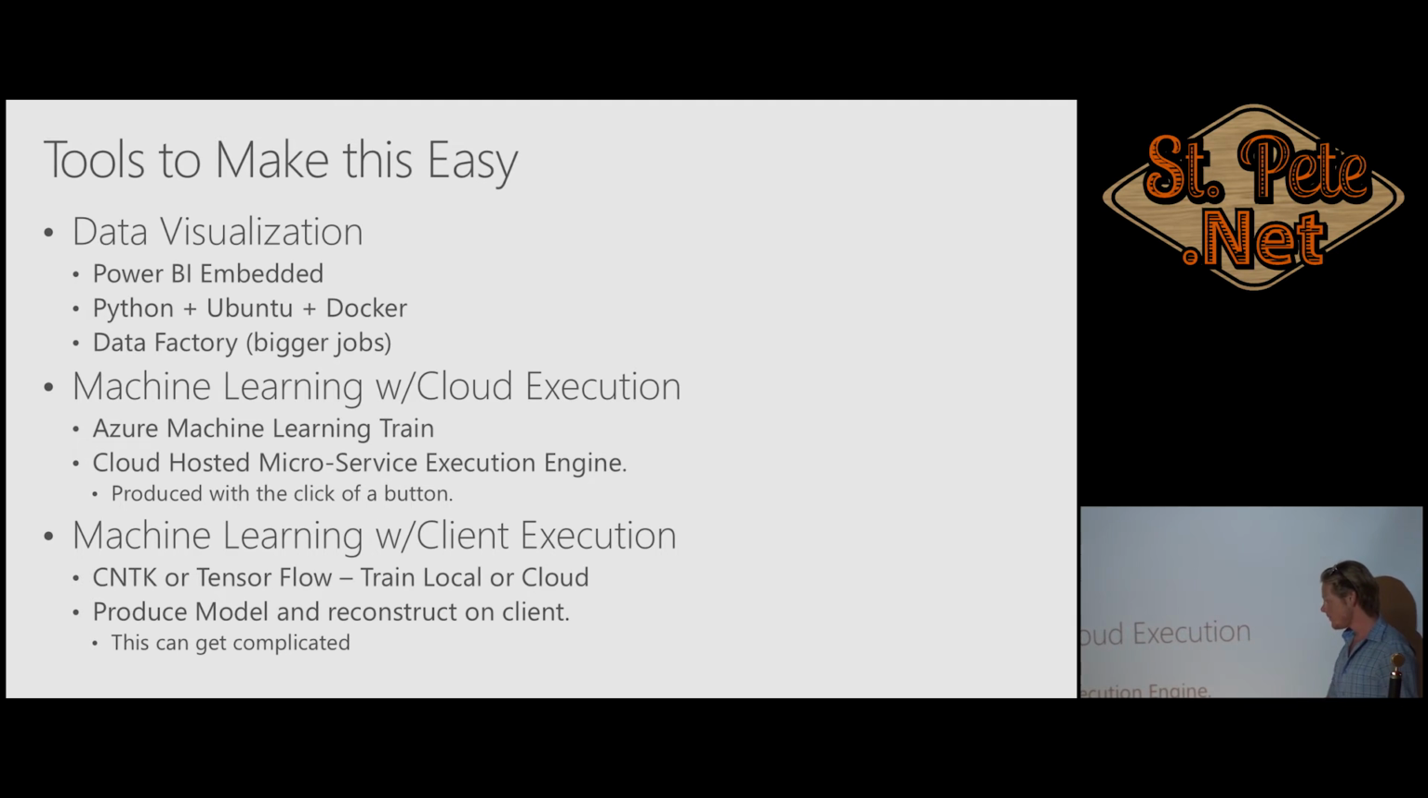With client execution, there are two libraries that I've been using. There's CNTK and TensorFlow. You can train locally or in the cloud. It produces this thing that you have to figure out what to do with, but the cool thing is you can do anything with it. It's just like a matrix of values. So, once you know that, oh, I multiply this matrix of values with another matrix of values, you can now derive value out of it.